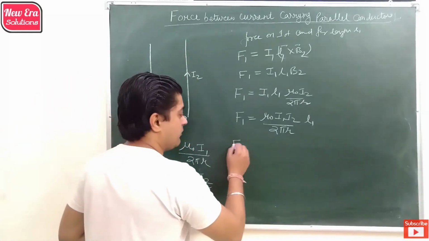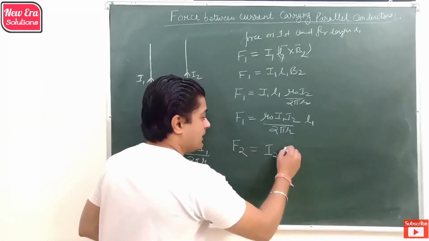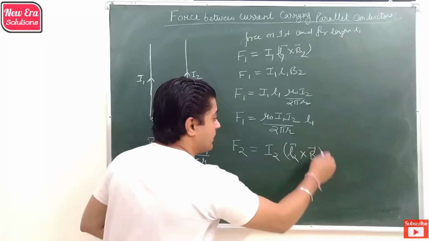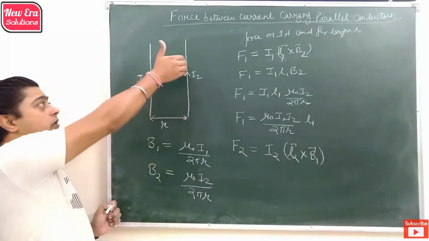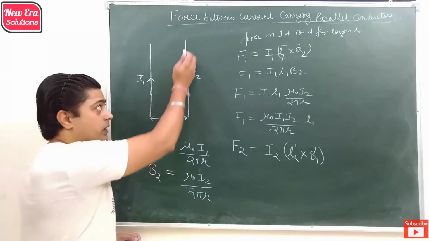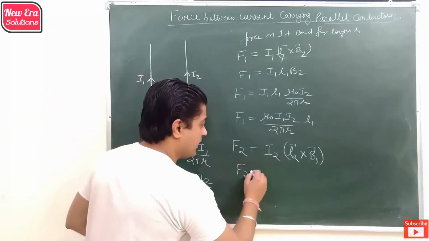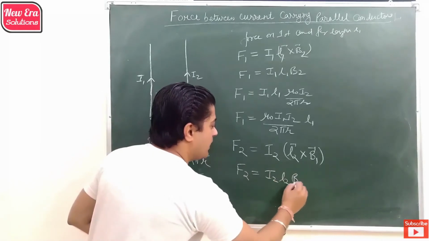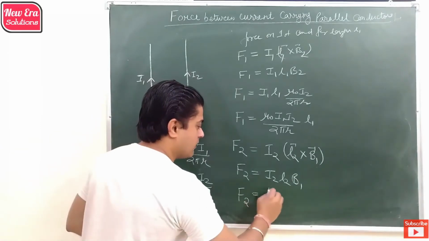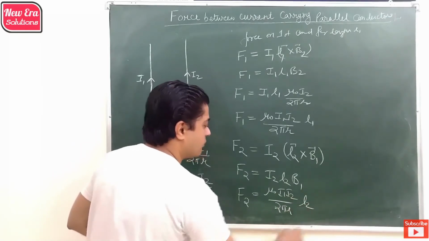Similarly, if you want to find the force F2, this force is due to the current in the second, the current element L2, which we can assume, but the magnetic field produced by the first conductor. The magnetic field produced by the first conductor is acting in an inward direction, which is also perpendicular to the length of the current element. So this can also be written as I2 L2 B1. By putting the value of B1, we get the same expression, that is F2 is equal to mu naught I1 I2 by 2 pi r times L2.